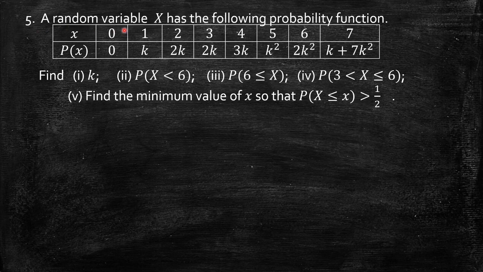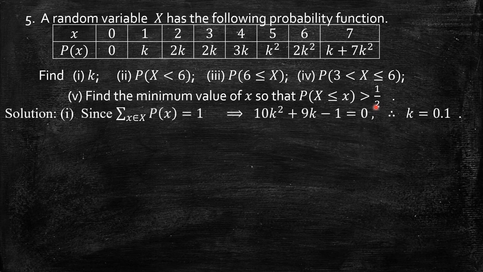Problem number 5. A random variable x has the following probability function. X takes the value 0 to 7 and the corresponding probability is given in terms of k here. Find k, the probability of x less than 6, the probability of 6 less than or equal to x, the probability of 3 less than x less than or equal to 6, and find the minimum value of x so that the probability of x less than or equal to x is greater than half.